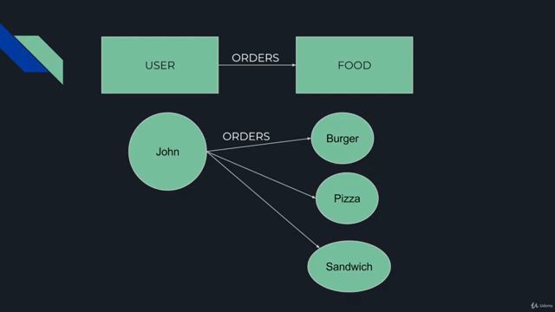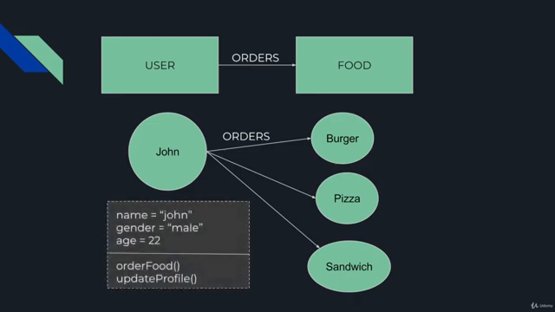Now in programming, John will be nothing but an object that has a certain state and behavior. John will be represented like this in programming. You can see John has certain state like name, gender and age. We have defined name is John, gender is male and his age is 22. Now John can have certain behavior, like he can order food and he can update his profile. This behavior John will be using to perform certain actions.